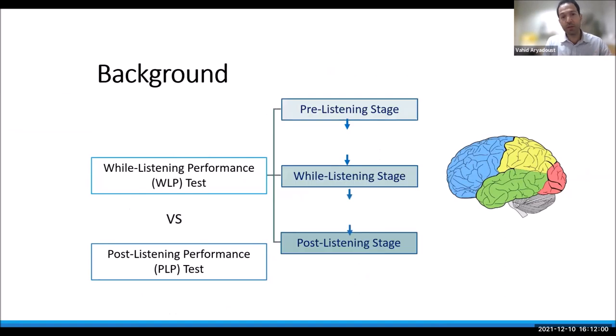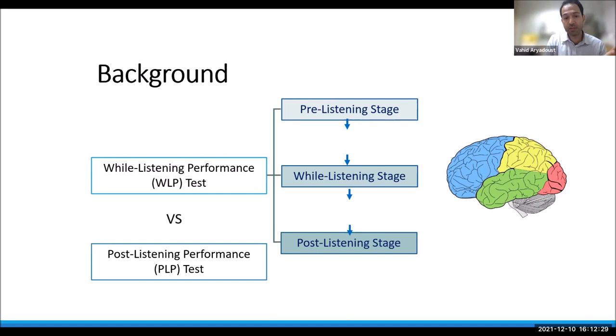The tests that we have been using in our experiments have two test methods. One is the while-listening performance test method, and the other one is post-listening performance. For those of you who are familiar with language tests, think about WLP as something like the IELTS test, and PLP is something like the TOEFL test, in the sense that in WLP, you're supposed to read the test items and listen to the auditory stimuli at the same time and provide the answers almost at the same time.